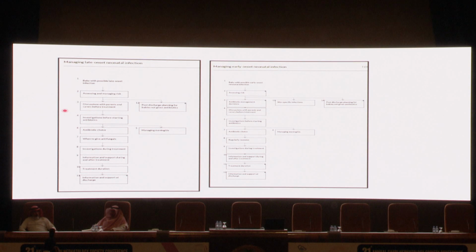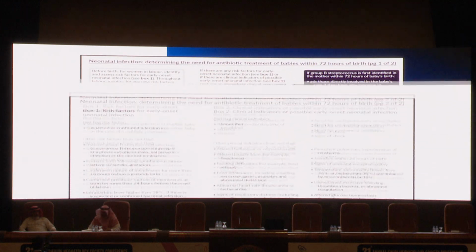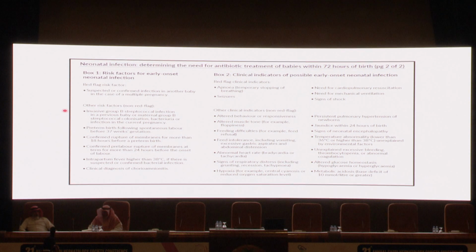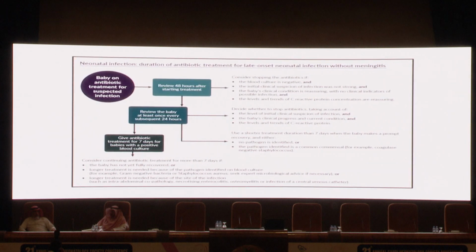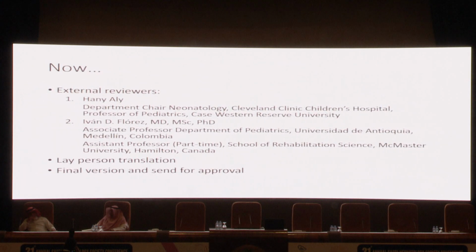There are some diagrams and aids in that guideline. After approval, it will be very helpful, and there are a lot of summaries and algorithms with tables like this. Risk factors and indicators we put into very handy illustrative tables. This is the algorithm for a baby on antibiotic treatment for suspected infection. For example, we adopt this algorithm.